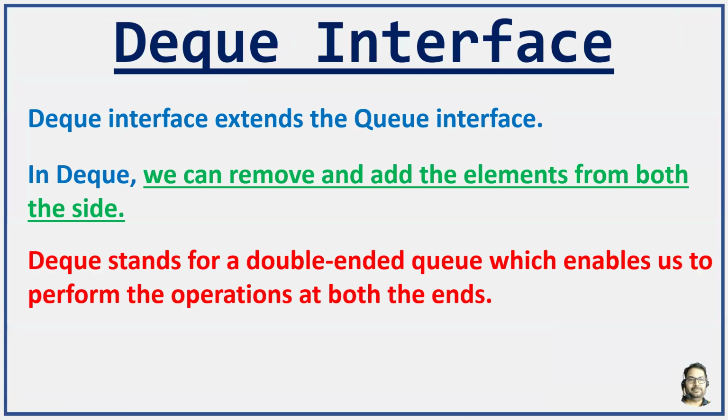Okay, now we are going to learn about the DQ interface. The DQ interface extends the queue interface. In DQ we can remove and add elements from both sides. This is a queue which we can operate from both sides, from the starting and from the end. DQ stands for double-ended queue, which enables us to perform operations at both ends here.